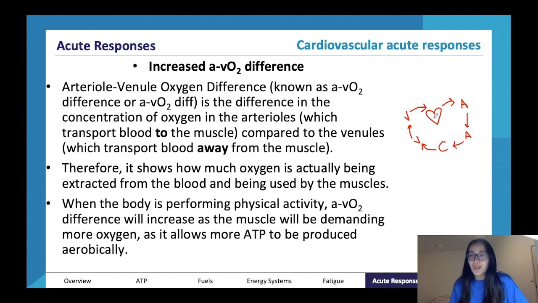I'm going to say it again. Blood leaves the heart via the arteries and arterioles and returns back to the heart via veins and venules. As I mentioned before, we've got those three mechanisms of venous return: skeletal muscle pump, the respiratory pump, and vasoconstriction.